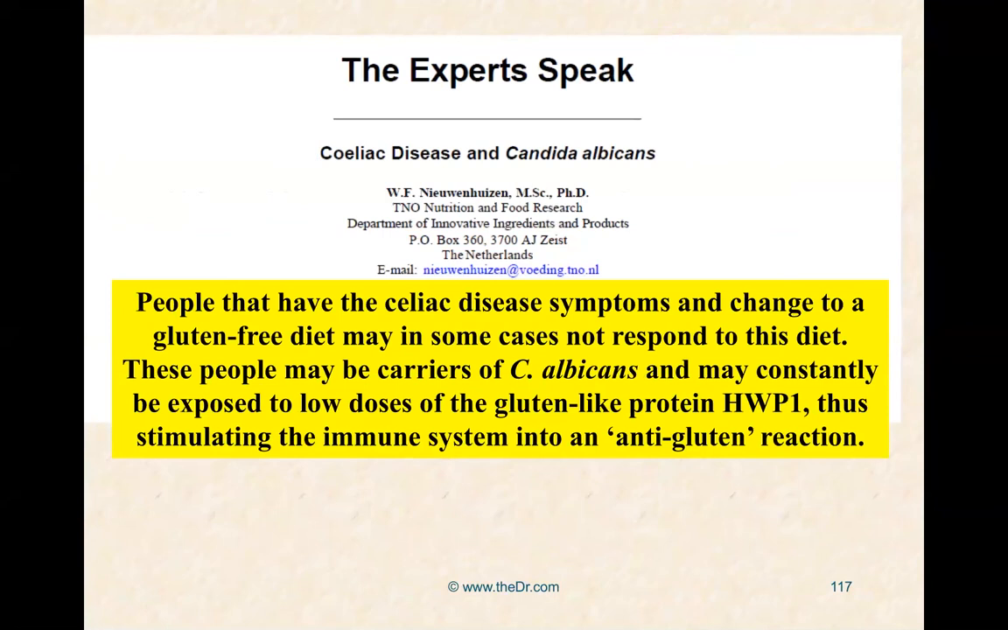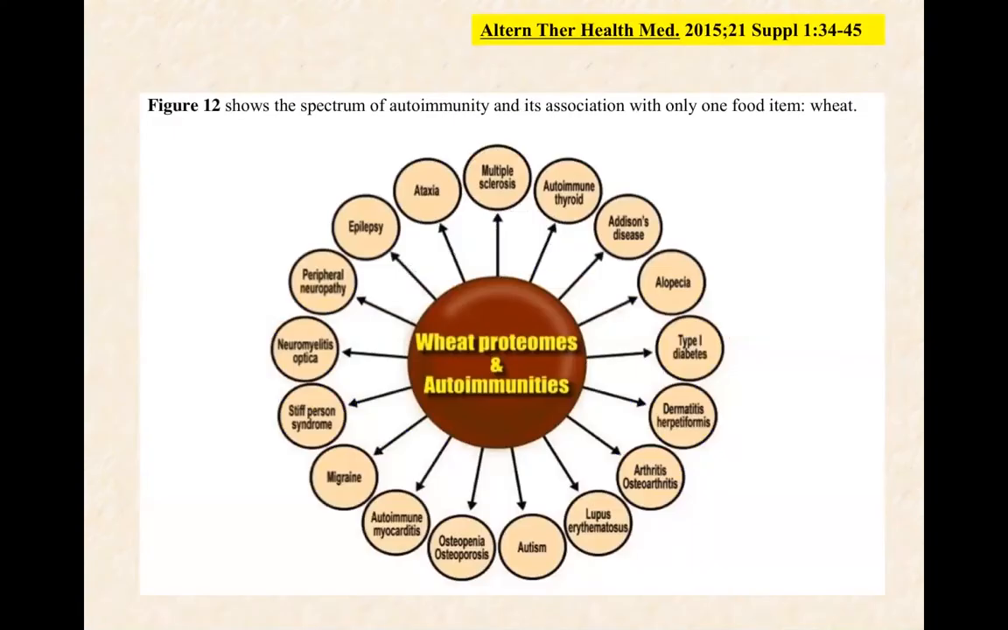People that have celiac disease symptoms and change to a gluten-free diet may in some cases not respond to the diet. They may be carriers of Candida albicans. They may constantly be exposed to low doses of the gluten-like protein HWP1, thus stimulating the immune system into an anti-gluten reaction. And here is the spectrum of autoimmunity that has many references of wheat and how it may manifest in autoimmune conditions.